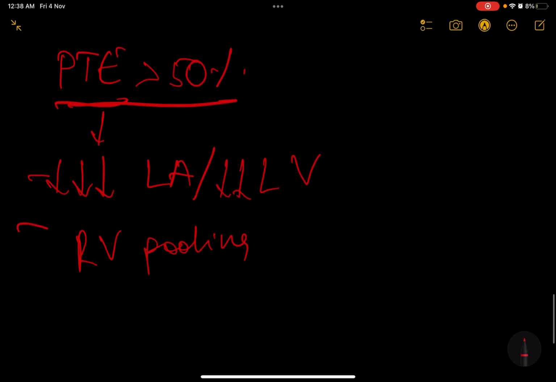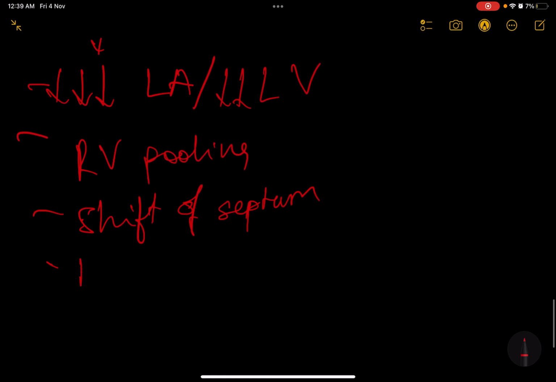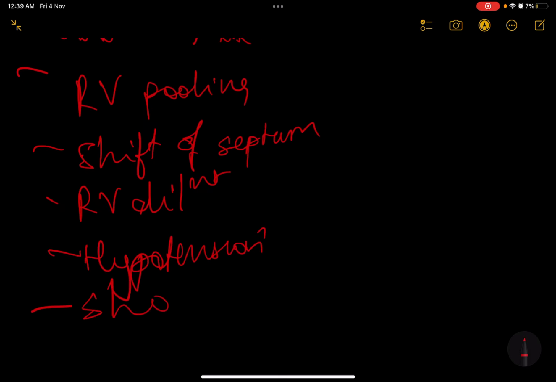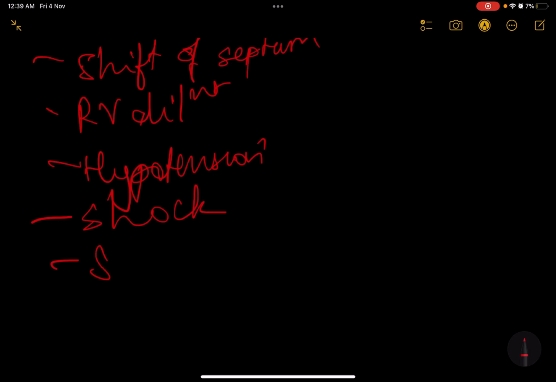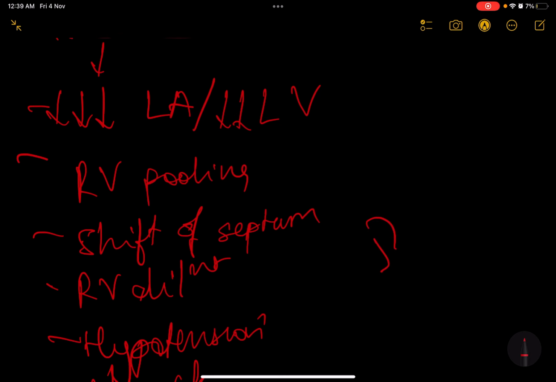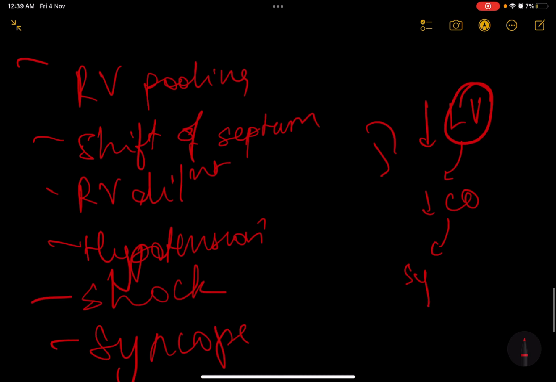Very importantly, there's going to be a shift of the septum. That's again very important. And there's going to be right ventricular dilation. There's also going to be hypotension, shock because of hypotension, and then a syncope. I want you to understand this: there's less blood coming to the left ventricle, there's less output, decreased cardiac output. Because of that, there's going to be a syncope, number one.